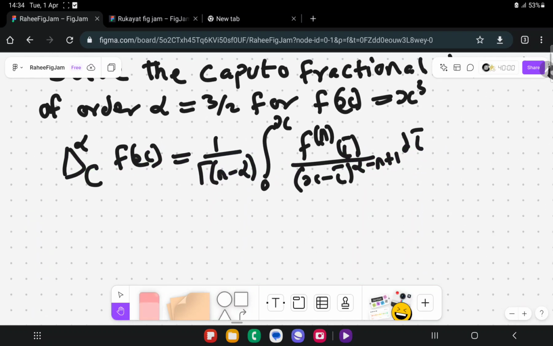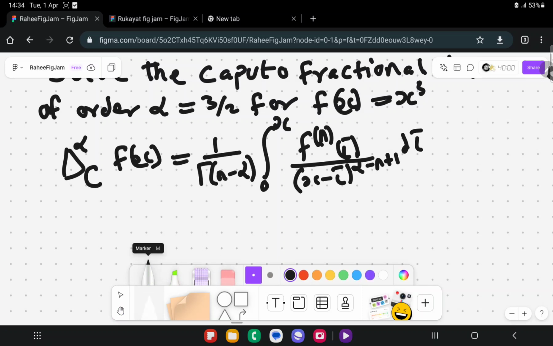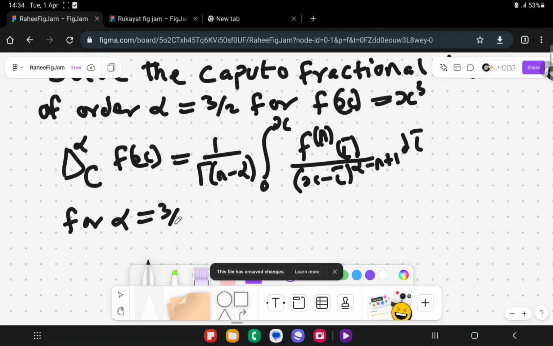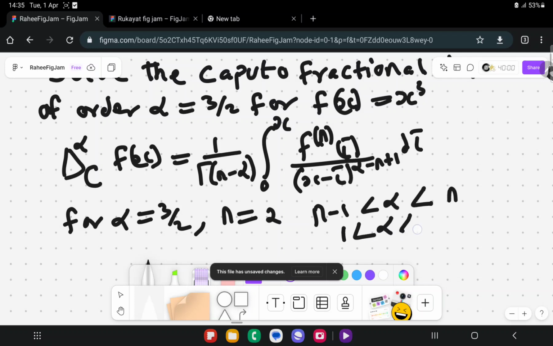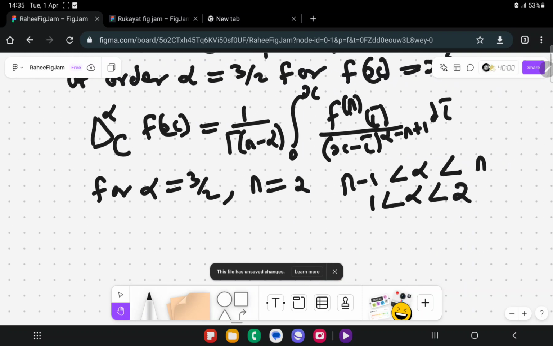Now what we are going to do is choose the value of our n. For alpha given to be 3 over 2, our n will be equal to 2. What that means is that we have n minus 1 less than alpha less than n. So if n is equal to 2, then alpha is in between 1 and 2. Now we are going to substitute into our formula.